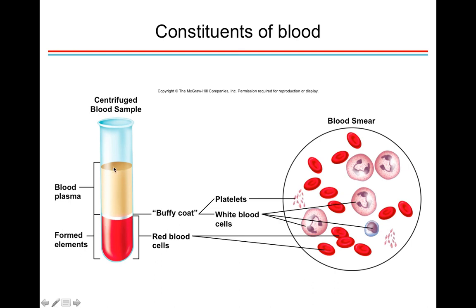On the very bottom of the test tube, we'll see red blood cells. Above that, there's a little white layer called the buffy coat. This contains both white blood cells and platelets in this little white layer above the red blood cells. And then above that is the liquid portion, which is blood plasma that is lacking the cells and platelets.